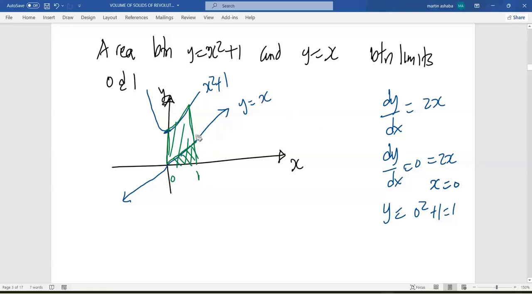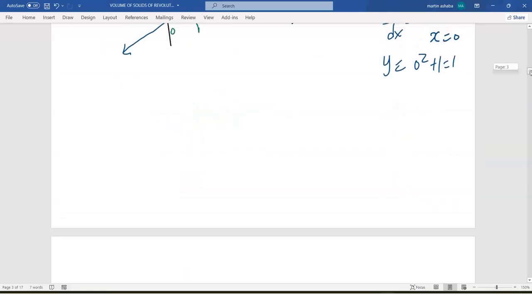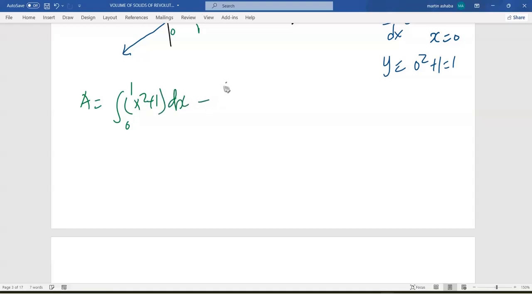Obviously, the area in between them is going to be integrating from 0 to 1 of x squared plus 1 with respect to x, take away integrating from 0 to 1 of x with respect to x. In other words, this is the integral from 0 to 1 of this y1 with respect to x minus the integral from 0 to 1 of y2 with respect to x.